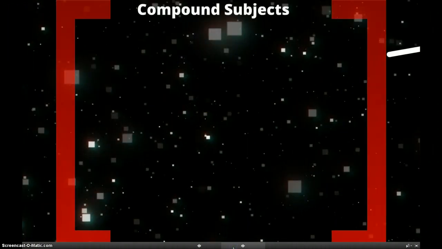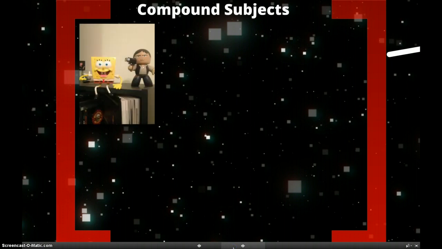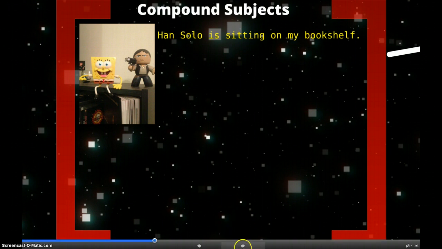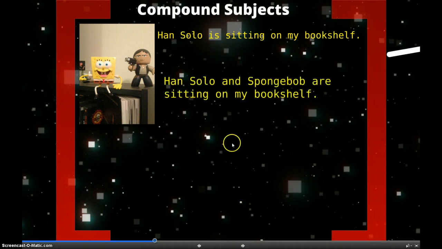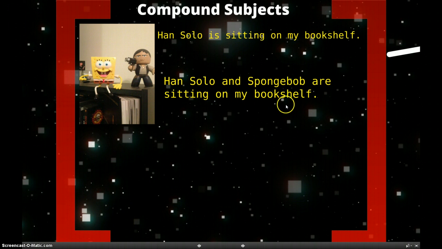Compound subjects. So we get the idea that your subject should agree with your verb, but there are some tricks. Because sometimes you have compound subjects. So we see in our first sentence, this is a regular subject that's not compound. Han Solo is sitting on my bookshelf. Singular subject, singular verb.